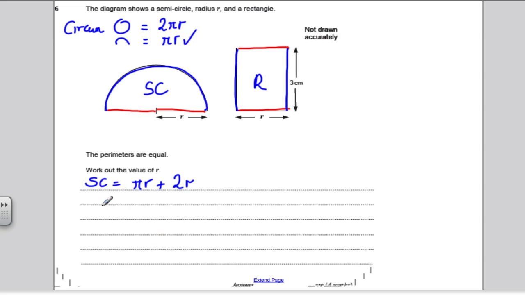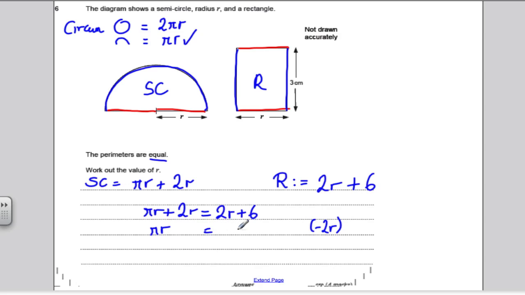There? Okay, what's the perimeter of the rectangle? Well, it's 2 lots of r, that r plus that r, which is 2r, plus 3 plus 3, which is 6. And you know the perimeters are equal. So you know this thing here must equal that thing, i.e. pi times r plus 2r, this perimeter, must equal 2r plus 6. And now we have to solve for r. Well, if I subtracted 2r from both sides, that 2r would disappear, that 2r would disappear, and I would just get pi r is equal to 6.